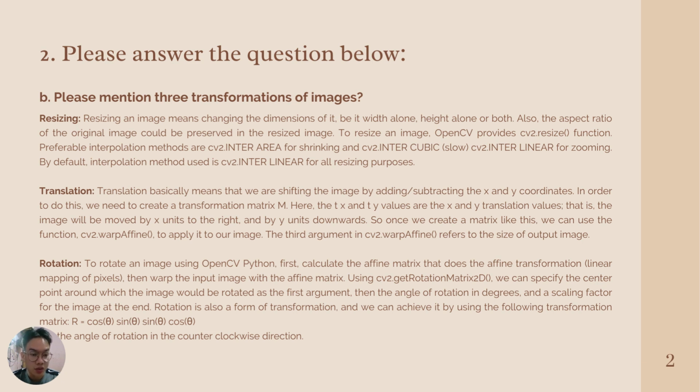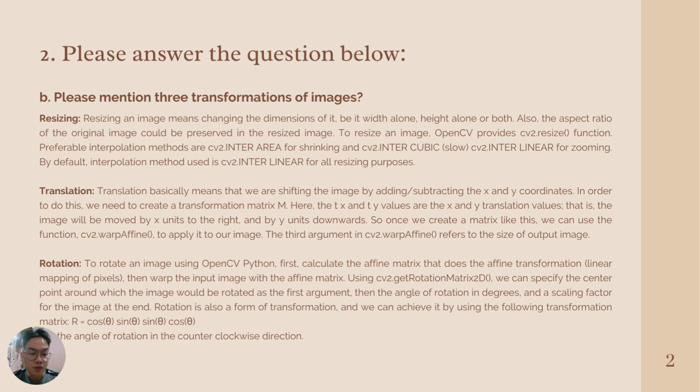And the last one is rotation. To rotate an image using OpenCV Python, first calculate the affine matrix that does the affine transformation, or linear mapping of pixels, then warp the input image with the affine matrix using cv2.getRotationMatrix2D. We can specify the center point around which the image would be rotated as the first argument, then the angle of rotation in degrees, and a scaling factor for the image at the end.